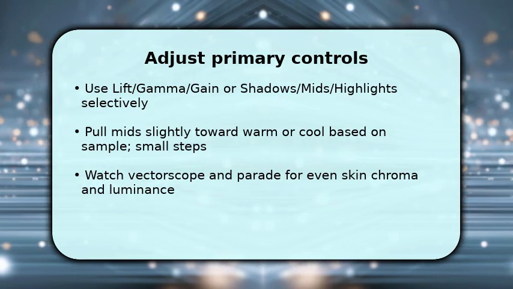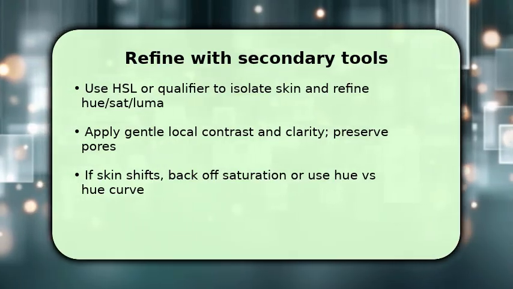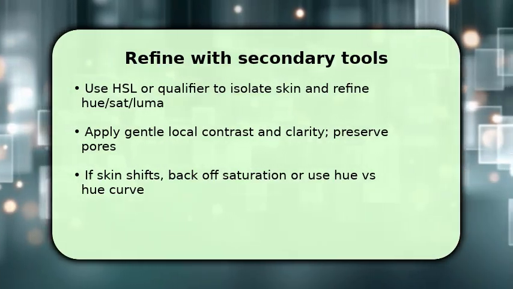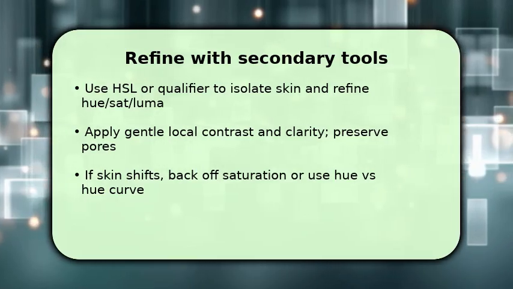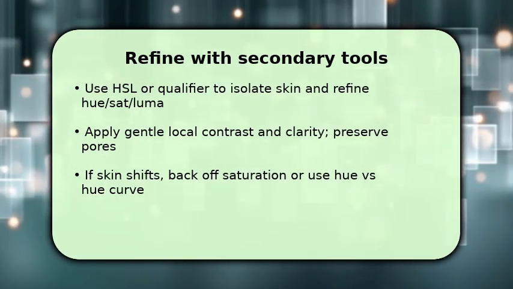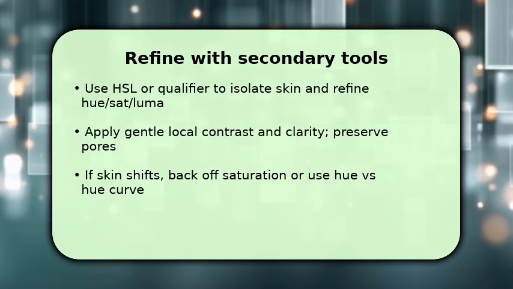You finish by isolating skin with a clean qualifier or HSL key and refine hue, saturation, and luma locally so the rest of the image stays intact. Once done, apply subtle local contrast or micro-sharpening to restore texture without exaggerating pores. Use feathered masks to avoid hard edges.